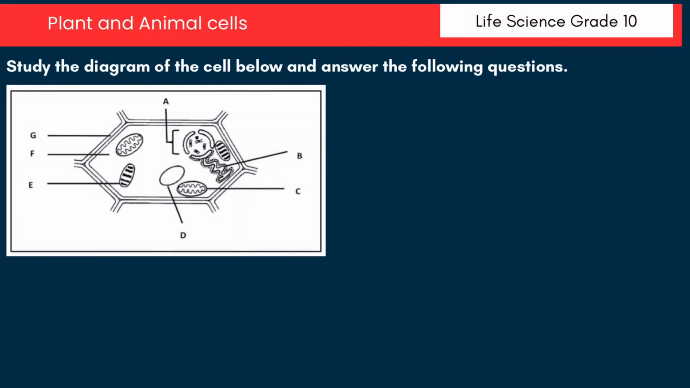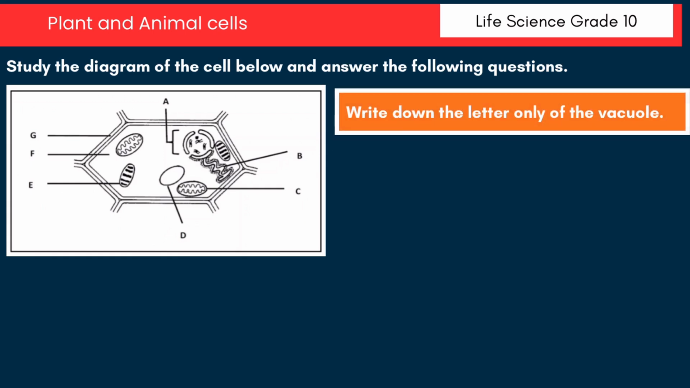Plant and Animal Cells, Life Science Grade 10. Study the diagram of the cell below and answer the following questions. Question. Write down the letter only of the vacuole.